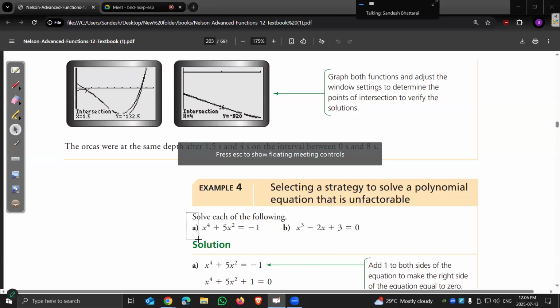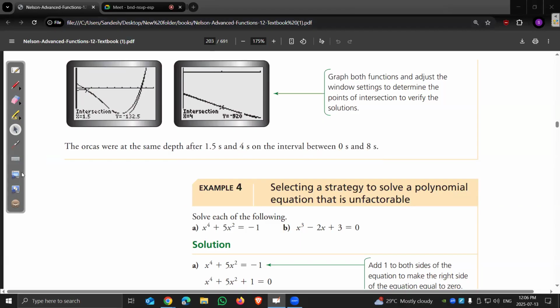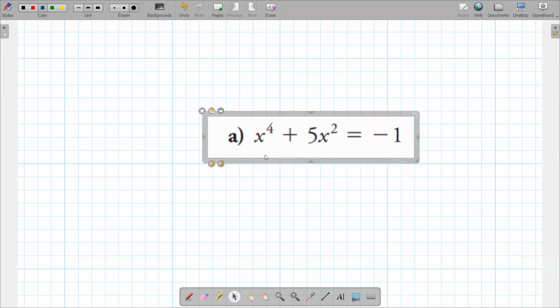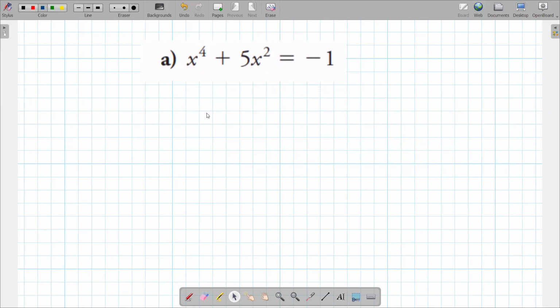So let's say a question asks you to graph this function. What type of function do we have here? How would you classify this function? What degree? Yes. So we know for transformations, right?